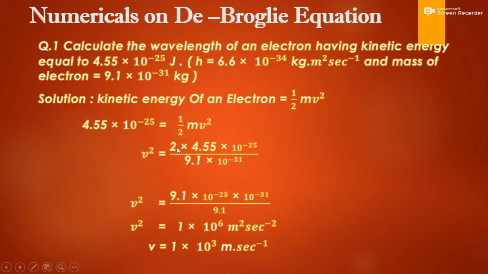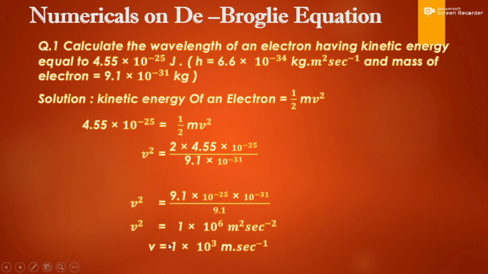Then v square is equal to 2 into 4.55 upon 9.1 into 10 raised to minus 25 as it is, and into 10 raised to minus 31 goes to the numerator, so it will become 10 raised to plus 31. This plus 31, it was a typing mistake. Then v square is equal to 9.1 upon 9.1, which get cancelled. It becomes v square is equal to 1 into 10 raised to minus 25 into 10 raised to plus 31. So it will become simply 1 into 10 raised to 6 meter square into second raised to minus 2, or we can say meter square per second square.